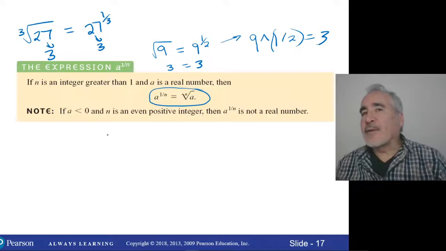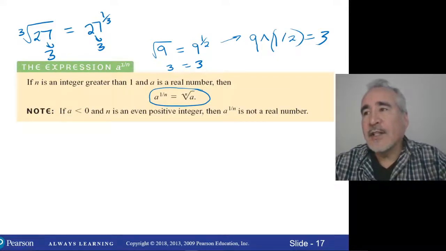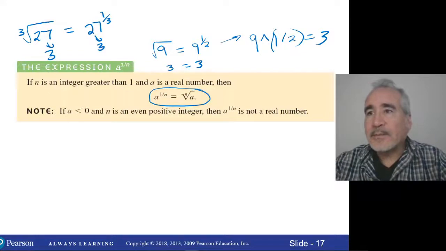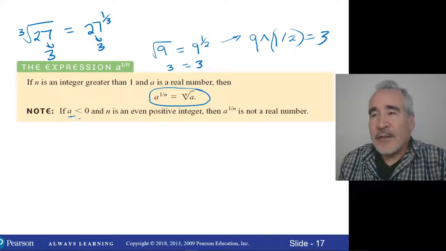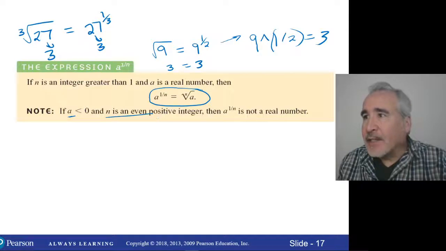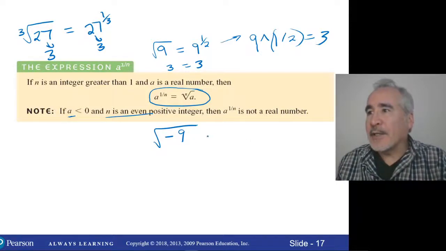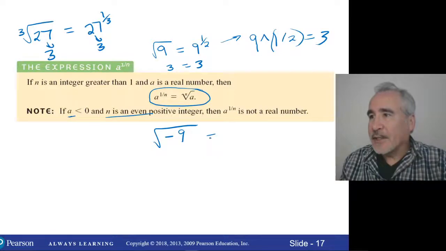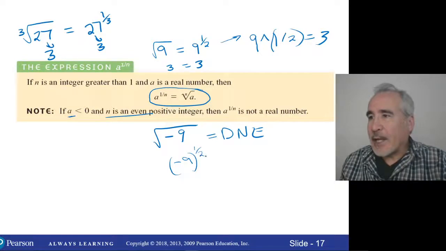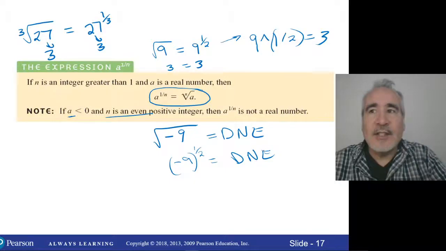So you'll see there's a lot of relationship between what we do in this section and what we did in the last section. So notice if a is less than 0, if a is negative, and n is even, just like we did last time, you don't get an answer. It's a non-real number. So since this is not a real number, this equals does not exist or undefined. If we were to take -9 to the 1/2 power, this also does not exist. So we'll see that. It's the same thing.